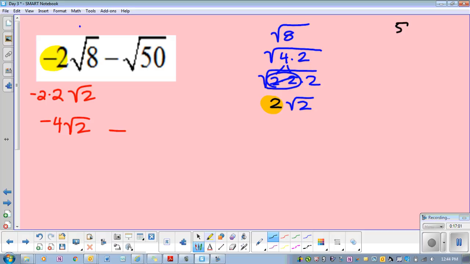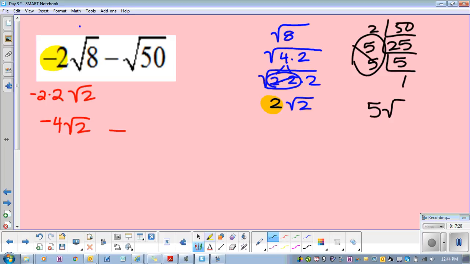All right, so 50, if you do the factor ladder, 2, 25, 5, 5, 5, and 1. You have a pair of 5s. So then it's 5 root 2. I don't have anything on the outside that I need to multiply to the 5, so I'm just going to bring it over. 5 root 2. Okay?